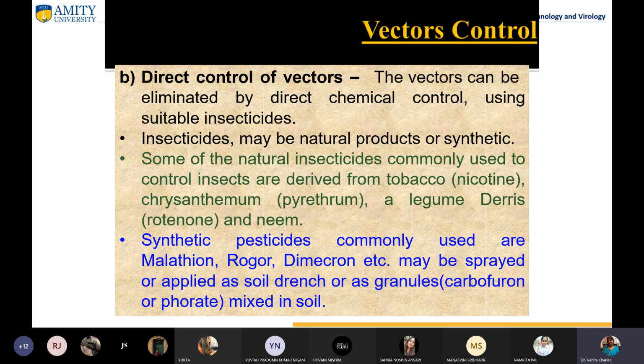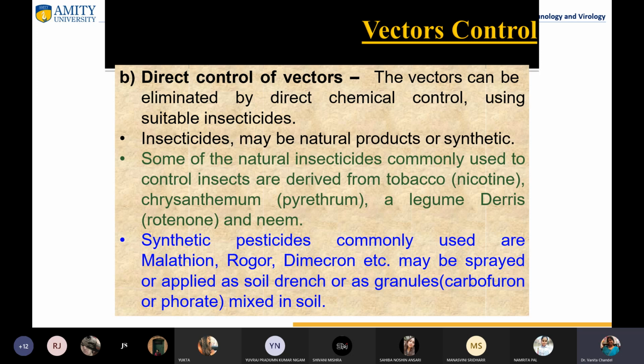Then direct control of the vector can be done by chemical control using insecticides. It can again be natural or synthetic. Natural insecticides are derived from the tobacco; the nicotine in tobacco affects them. Then chrysanthemum has pyrethrum which affects the vectors, legumes have rotenone, and neem also. We all know that when we keep neem leaves with our food products, they repel the insects or pests. So that way it can be managed.